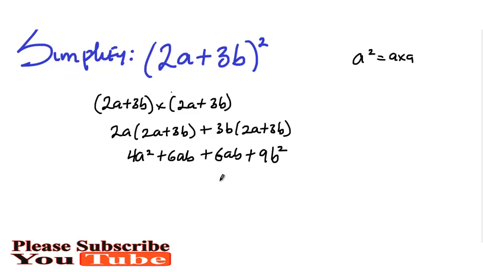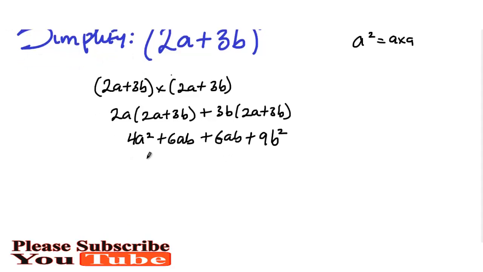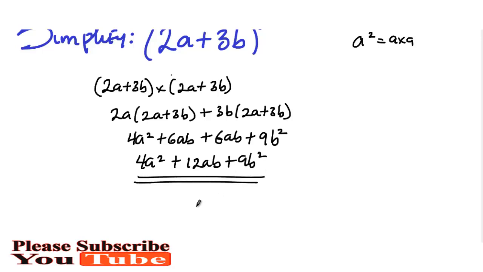So having gotten this, the next thing is for us to regroup and perhaps collect like terms. So we have 4a squared plus 6ab plus 6ab, that is 12ab, right? Plus 9b squared, all right? So this is the answer to this particular problem.